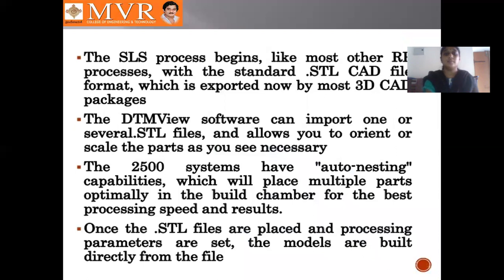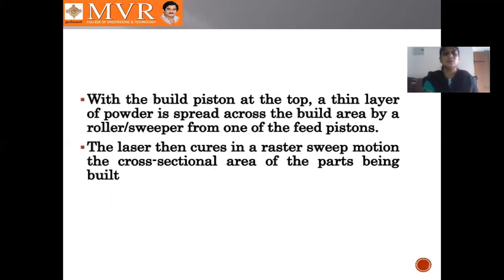The SLS process begins, like most other rapid prototyping processes, with the standard STL graphical format, which is exported by most 3D CAD packages. The DTM View software can import one or several STL files and allows you to orient or scale the part as you see necessary. The 2500 systems have auto-nesting capabilities, which will place multiple parts in the system.